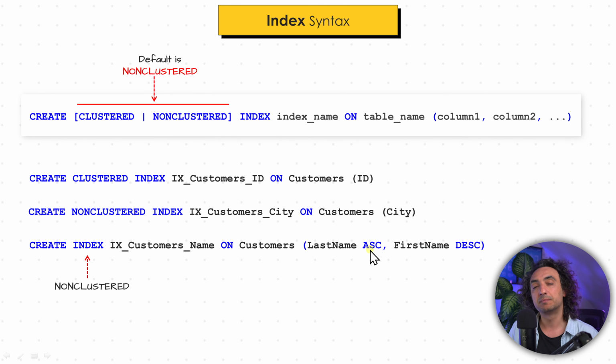And as you can see, we're specifying for SQL how to sort the data as well. So we are saying last name should be sorted inside the data page ascending, lowest to the highest, but the first name should be the other way around, from the highest to the lowest. So you can control how the data is sorted physically in the data page. As you can see, it is very simple. This is the syntax for creating an index in SQL.